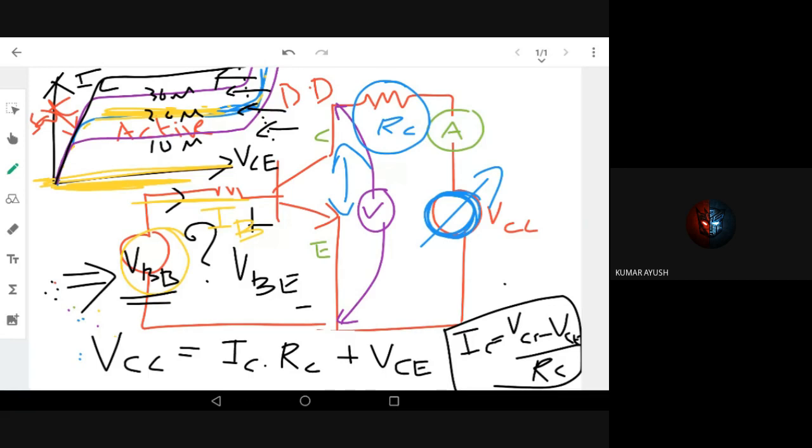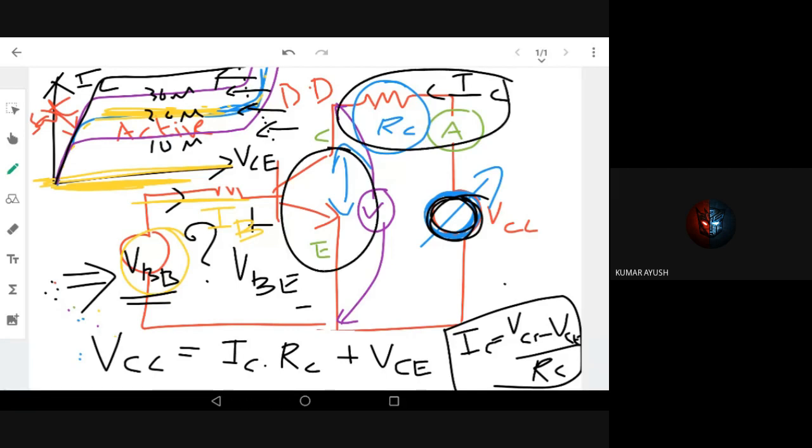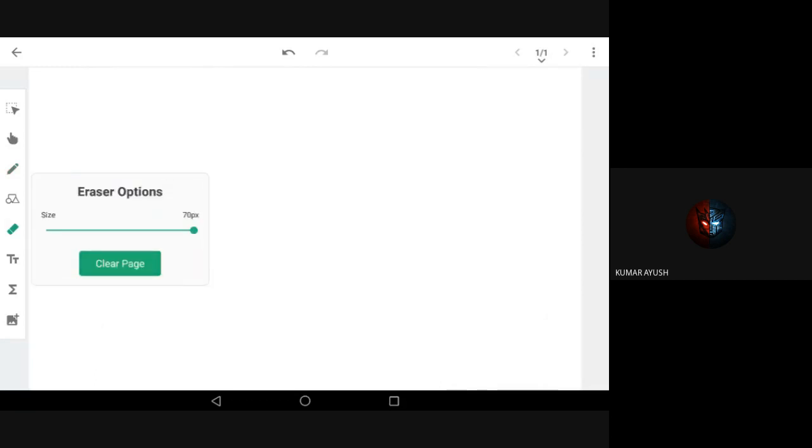That means the VCC applied voltage is driving current IC, and this voltage will be dropped across ICRC and VCE, the collector emitter resistance of the transistor. Based on these two equations, we'll now do some kind of problems.